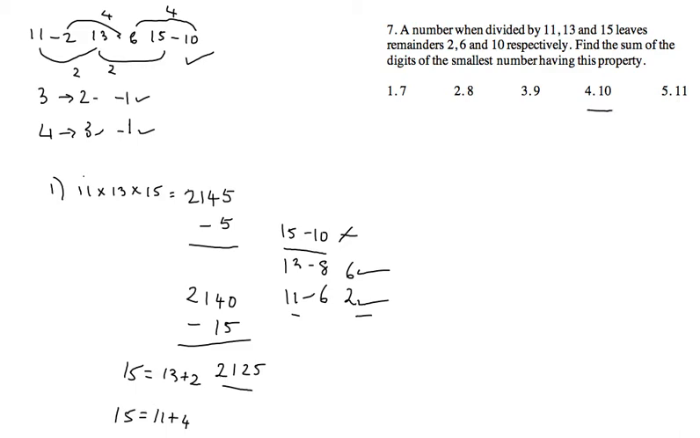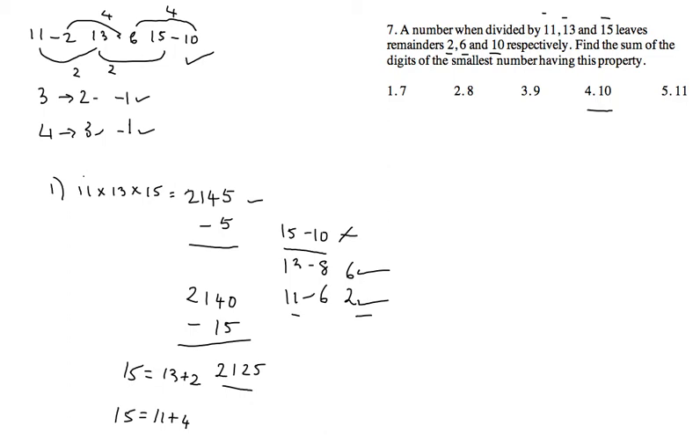Right? Let me just go through the whole thing again. What are we doing? We are trying to find a number that leaves these different remainders, 2, 6 and 10, when you divide by 11, 13 and 15 independently. Right? Now, the negative remainders are also different, but as I've told you, the differences are the same, which means that we'll first find the LCM of all the three, which is 2145.